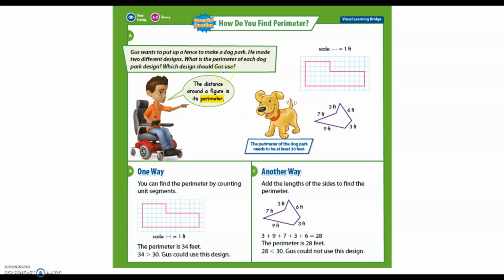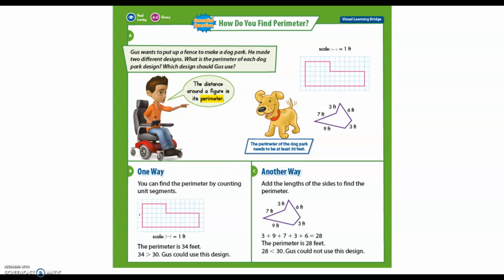Gus wants to put up a fence to make a dog park. He made two different designs. What is the perimeter of each dog park design? What design should Gus use? The distance around the figure is its perimeter. The perimeter of the dog park needs to be at least 30 feet.